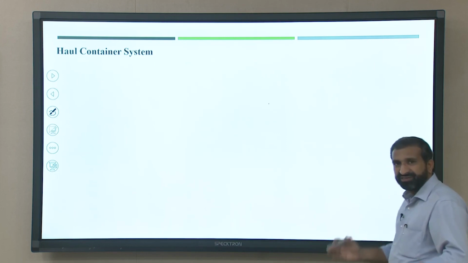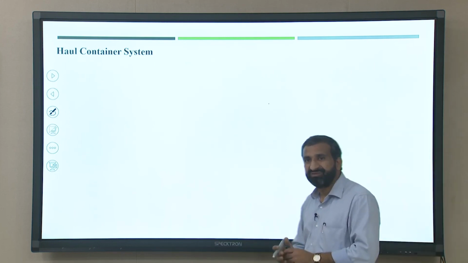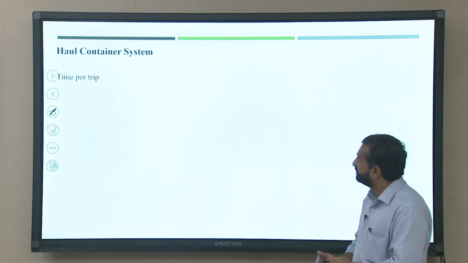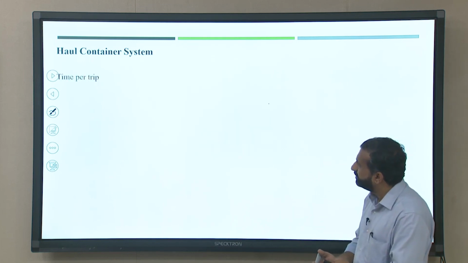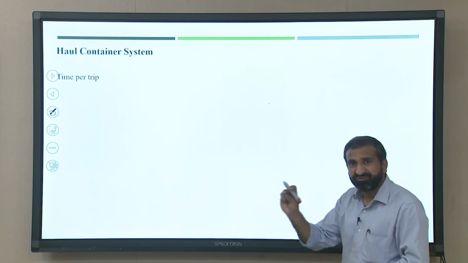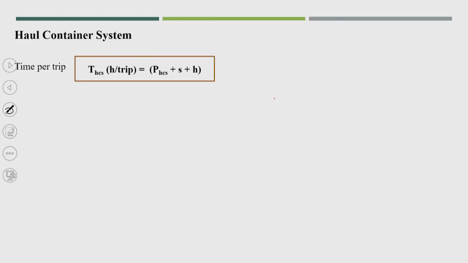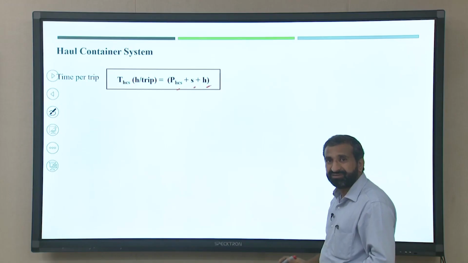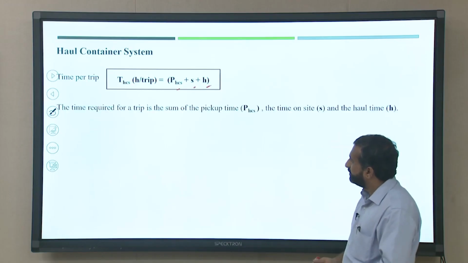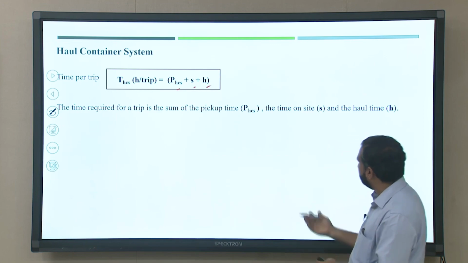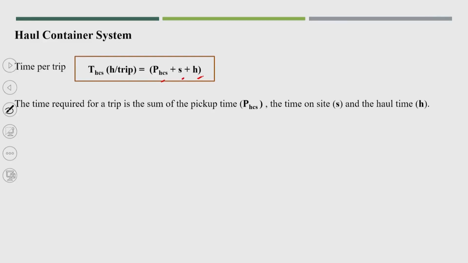Now, we will go through some equations for designing a hauled container system. The first is the time per trip. For one trip or one location, how much time is required? That is normally the sum of pickup time, the sum of at-site time, and the sum of haul time. That is the total time per trip. The time required for a trip is the sum of pickup time, at-site time, and the haul time.